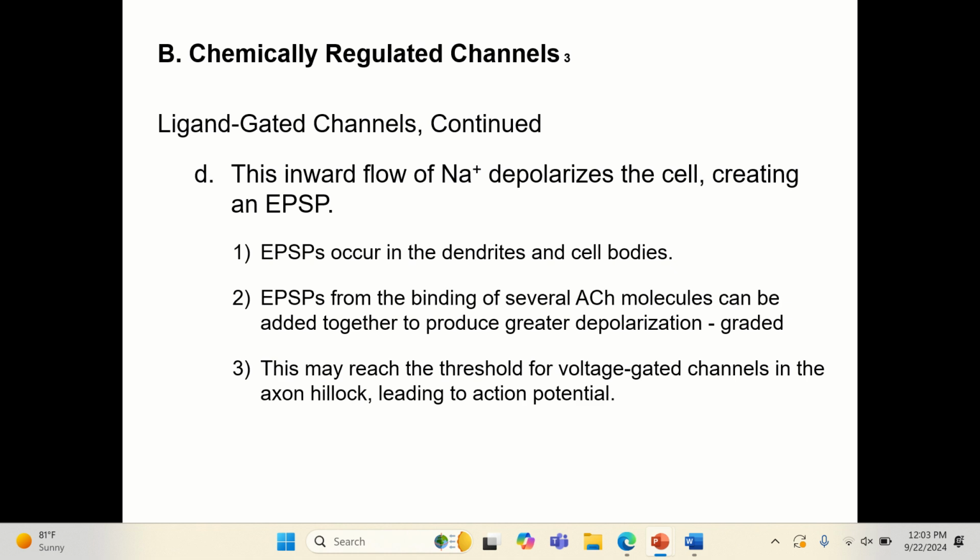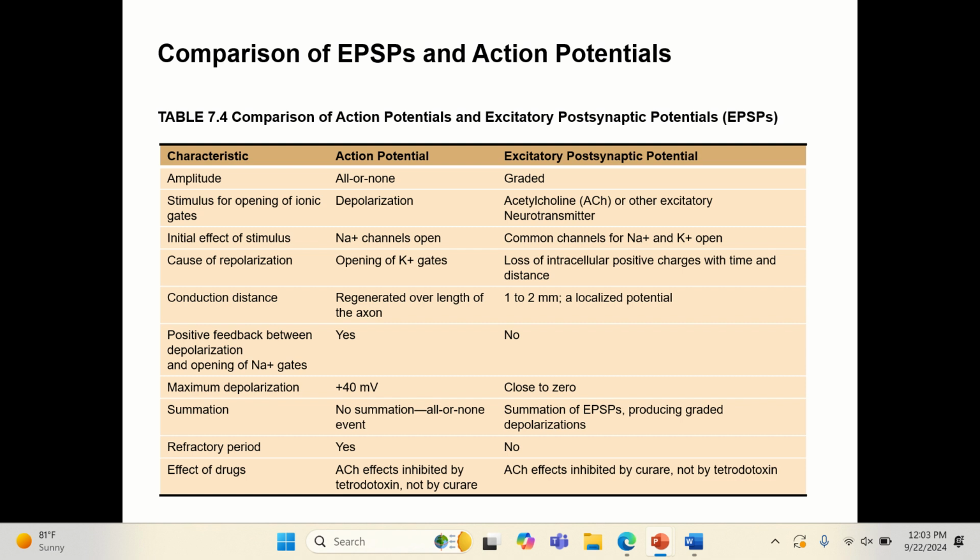The EPSPs occur in the dendrites and the cell bodies. EPSPs from binding of several acetylcholine molecules can be added together to produce greater depolarization. So that's graded, that kind of summation. And this may reach threshold for voltage-gated channels in the axon hillock, leading to an action potential. Table 7.4 is going to compare action potentials and excitatory postsynaptic potentials, so you can look at their amplitude and all that good stuff. And we're going to move on.